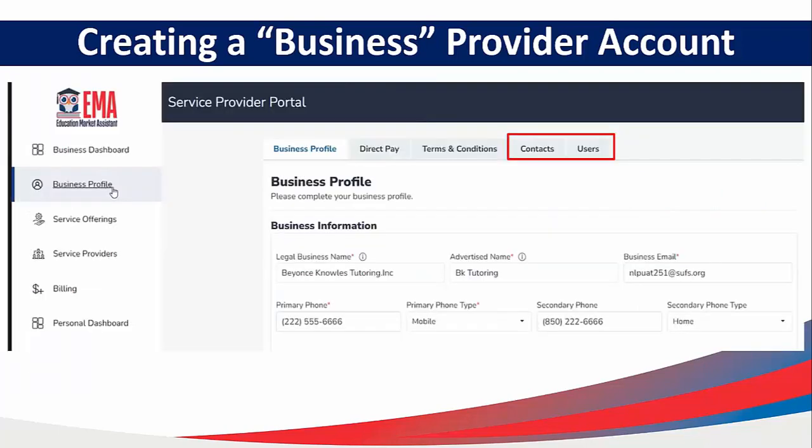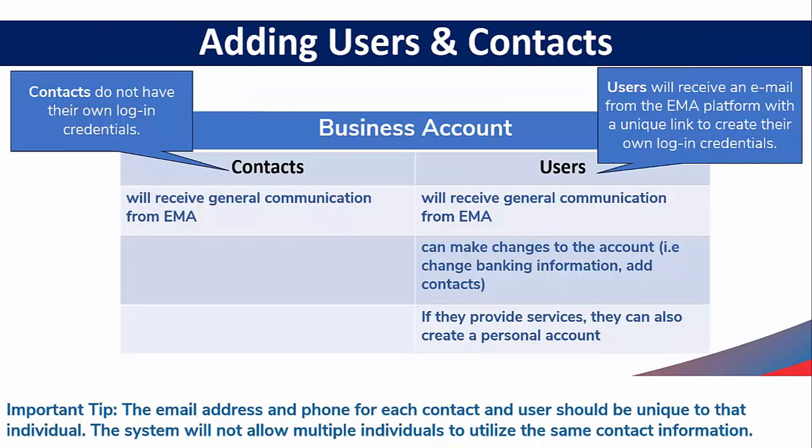To add contacts and users, start by returning to the business profile and accessing the Contacts and Users tab. Contacts do not have their own login credentials. Users will receive an email from the EMA platform with a unique link to create their own login credentials. Important tip: the email address and phone number for each contact and user should be unique to that individual. The system will not allow multiple individuals to utilize the same contact information.